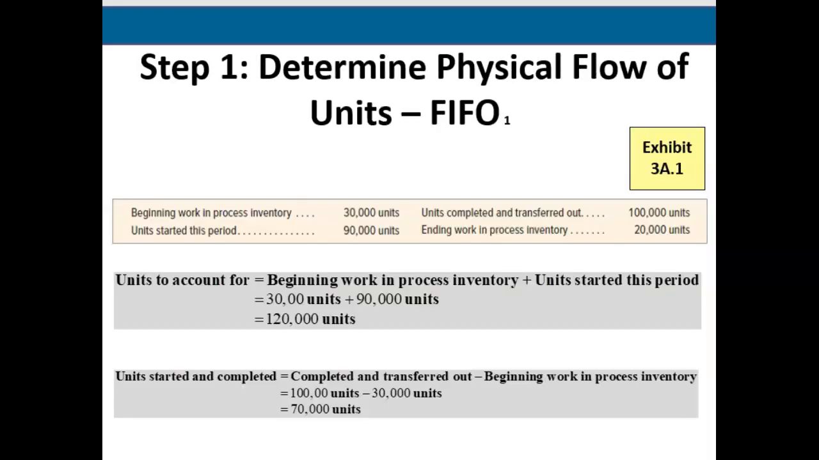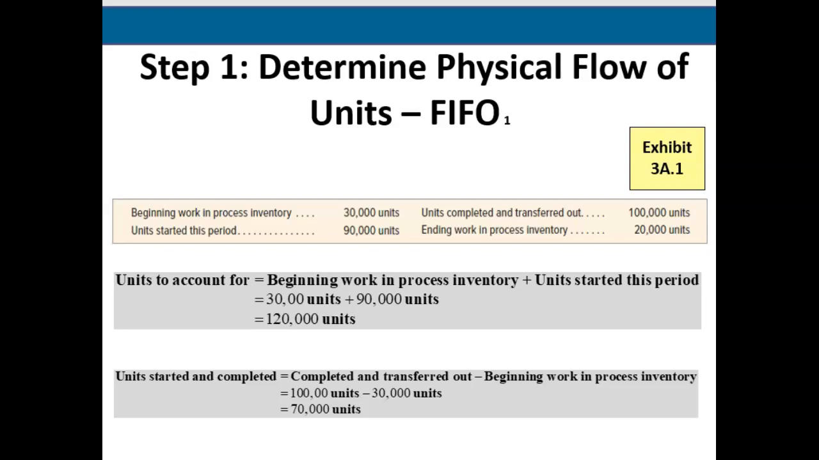So step 1, determine the physical flow of units, FIFO. In Exhibit 3A.1, the first step is to determine the number of units to account for and units accounted for. For Fit Mix, a unit is a cup of trail mix. Exhibit 3A.1 shows production data in units for the first process, the roasting department. The units to account for is beginning work in process inventory plus units started this period.